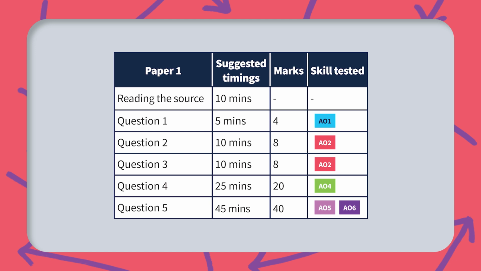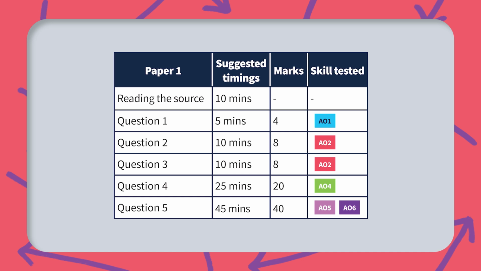On the screen, you can see a grid which breaks down question by question some suggested timings and some marks as well as skills being tested. What I want you to take particular notice of is where the weight of the marks lie. So question 4, which is the final task in the reading section, and question 5, the writing task, 60 marks reside there. That is 60 out of 80 marks. 3/4 of the marks on this paper rest upon those 2 questions.